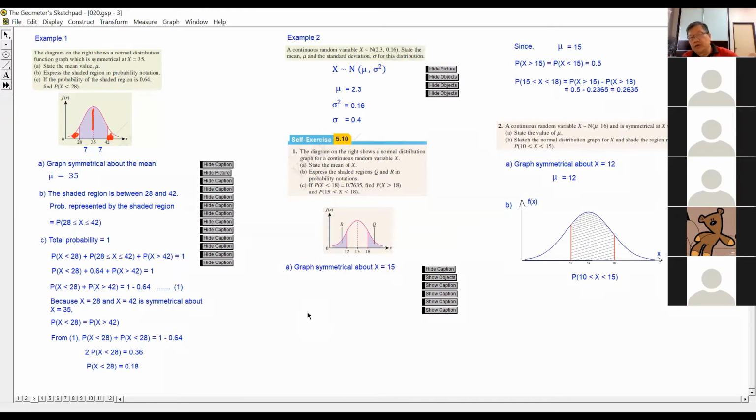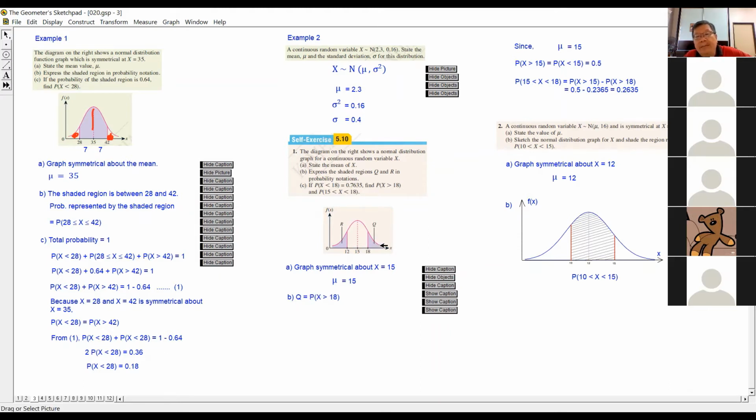So I go through with you in writing. In writing, they are symmetrical about x, which means the mu is 15. Don't just tell me the mean. You write in symbol, because in the exam they want to see your writing. So once you see the center line 15, you write down mu equal to 15, right? Mu.